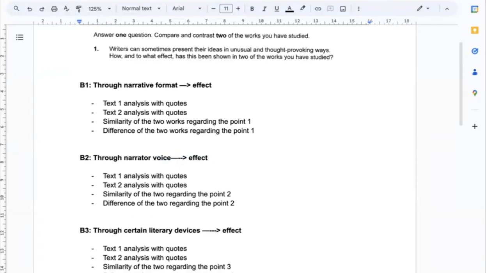Last body, I can talk about interesting or unique literary devices that have been used in 2 works, such as situational irony or historical allusion, anything that is distinctive in 2 works. As I said, there can be many more different ways that you can include and analyze, reflecting your 2 texts other than these 3 ways.